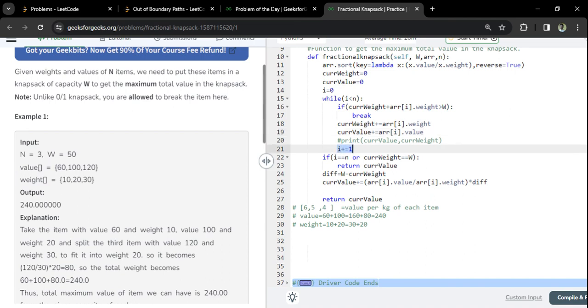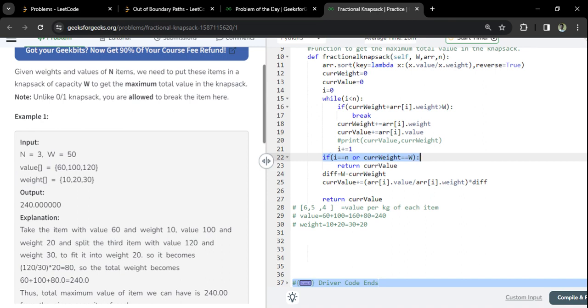This will continue till either this factor is true or this factor is true. Sorry, I mean to say it will continue while i is less than n. That is, for i equal to n and i greater than n, it will come out of the loop. At the same time, if the current weight plus the weight of the ith item is crossing w, then also it will break out of the loop. So these are the two cases.